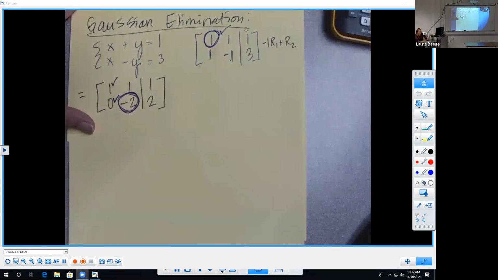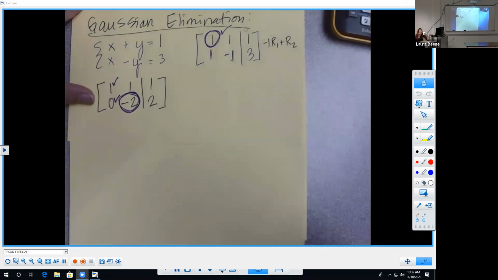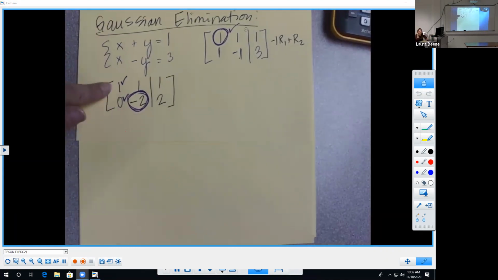The way you turn numbers into 1 is by switching rows. Don't do that at this point. Only switch rows to get a 1 in the first spot your first time. Because what would happen if I switched rows right here?